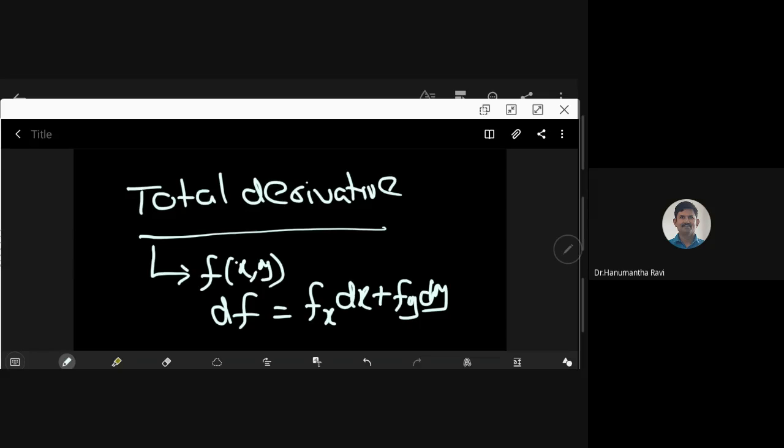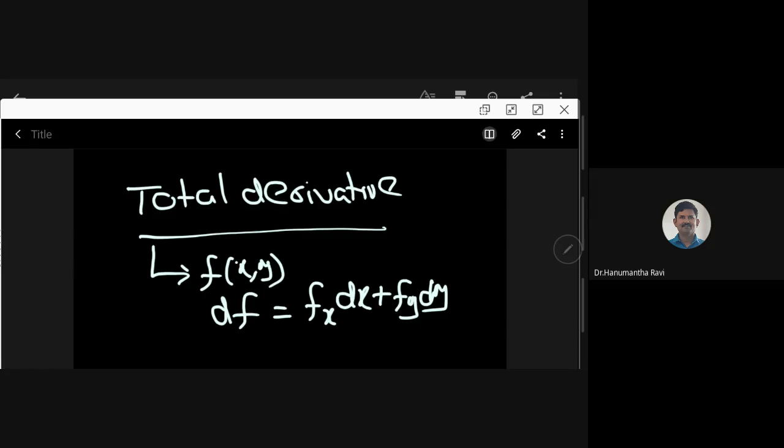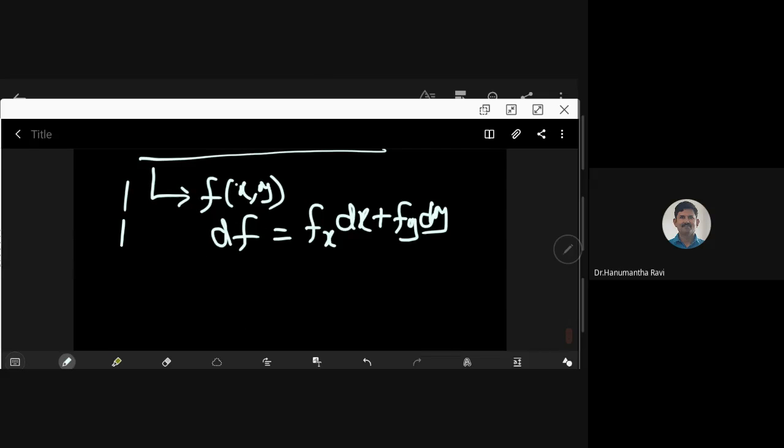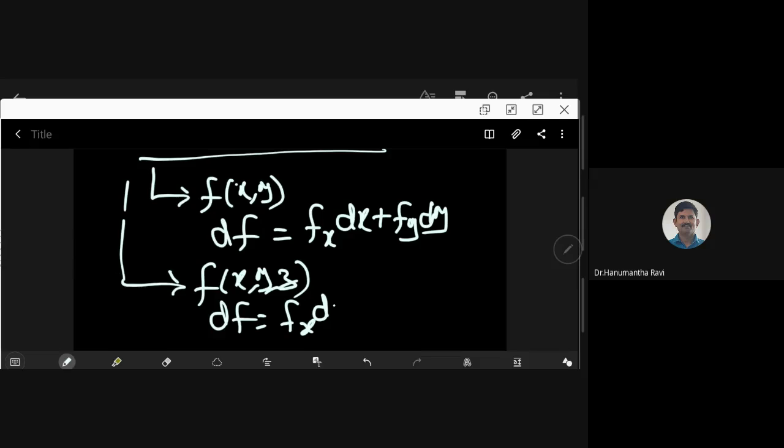So if you want to talk about total derivative involving three variables, that is f(x, y, z), in such a case we have df is equal to dou f dou x into dx plus dou f dou y into dy plus dou f dou z into dz.